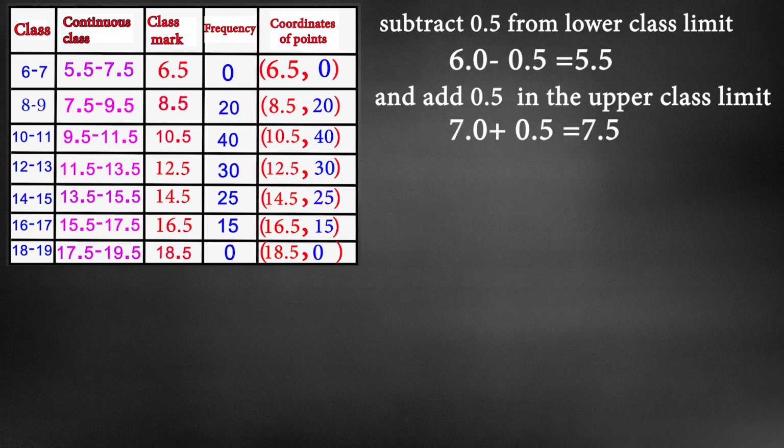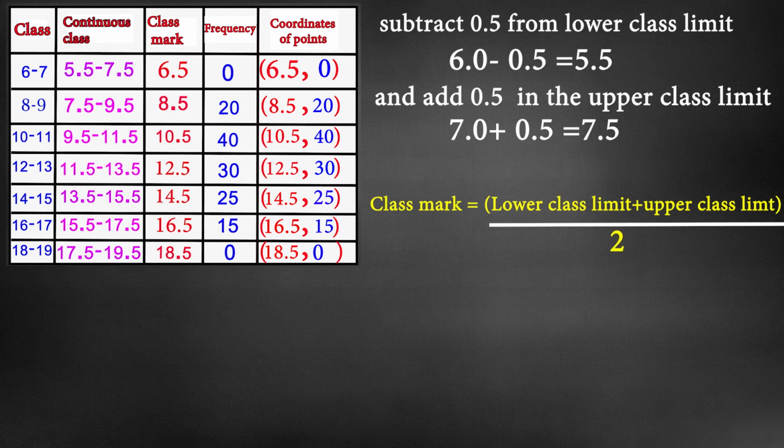Then find the class mark. Class mark is equal to lower class limit plus upper class limit upon 2. That is 5.5 plus 7.5 upon 2 is equal to 13 upon 2, that is equal to 6.5. In this way, let us write class mark in the column.